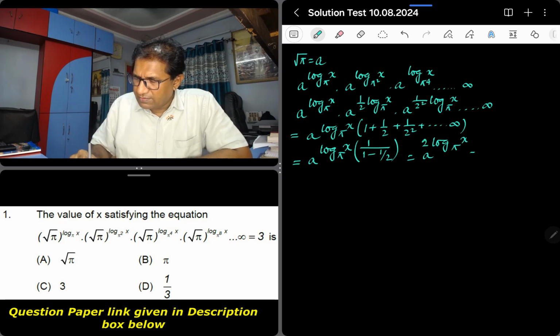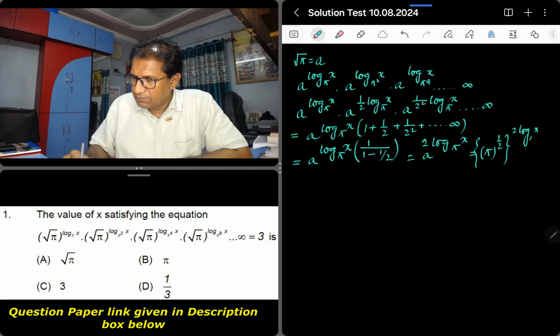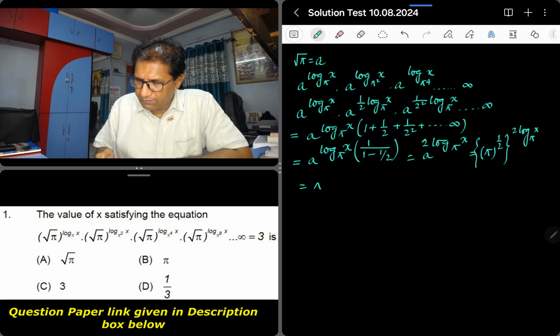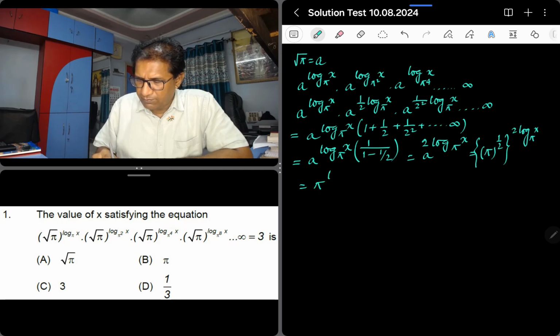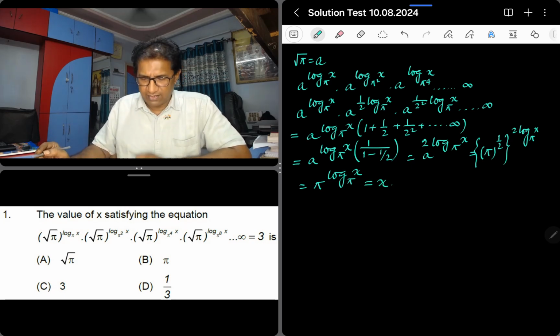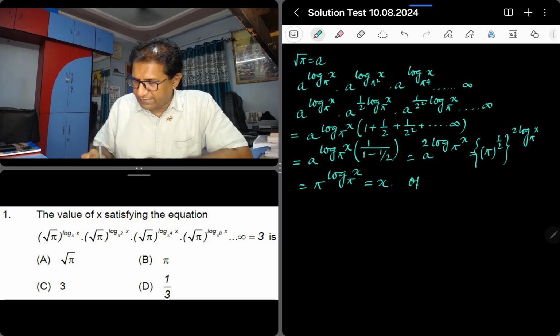So that gives us a is basically root of pi. So I'm substituting the value. So it will be pi to the power half whole to the power. So 2 goes off. So we are left with pi to the power log x base pi. Hence the answer is x. Thus x equals to 3. Therefore, option C is correct.